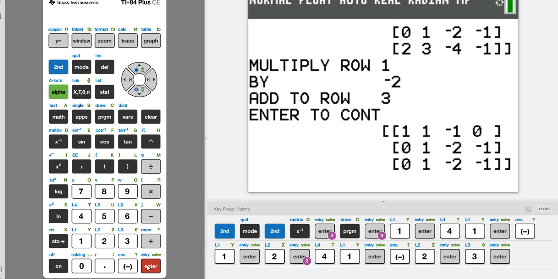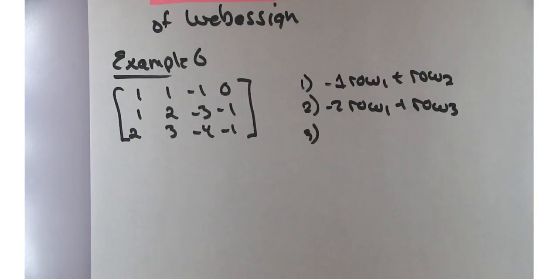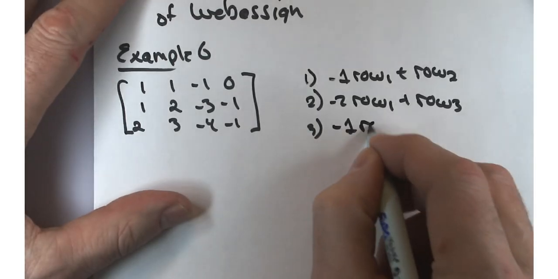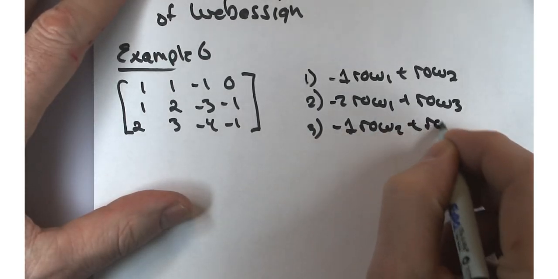What am I going to do in this last one? What's going to get the 0 that I need right there? Multiply row 2 by -1. Yes. Multiply row 2 by -1, add it to row 3. Funny, Josh, I was thinking I should call on you, so you must have been reading my mind. So -1 times row 2 added to row 3.